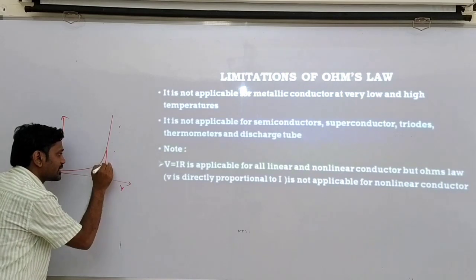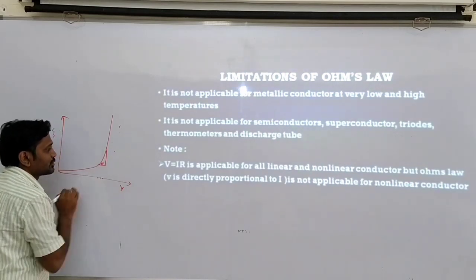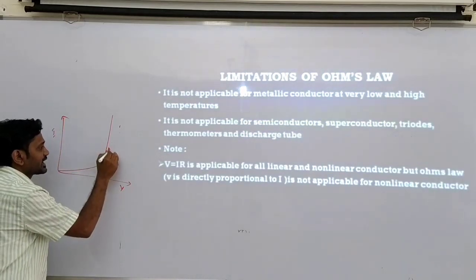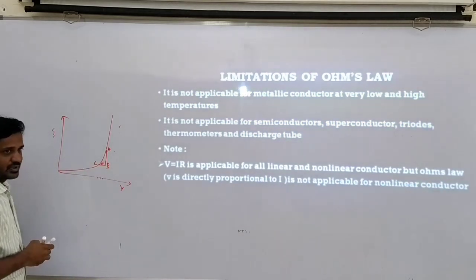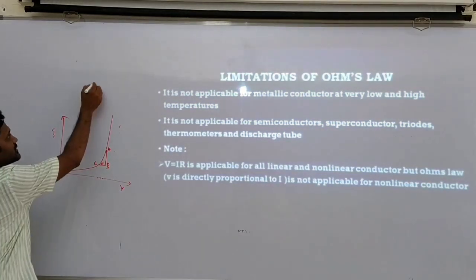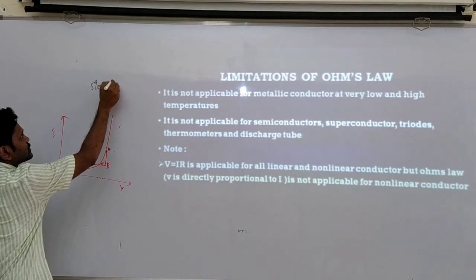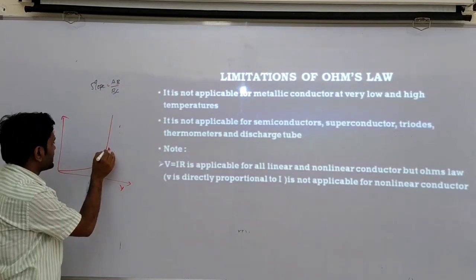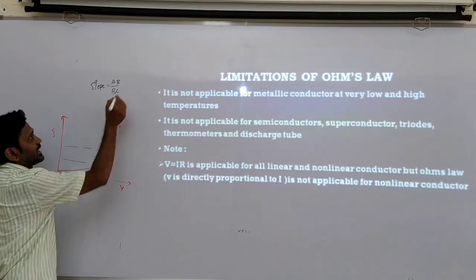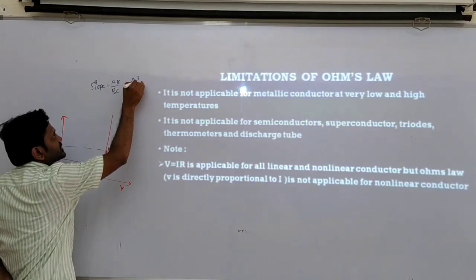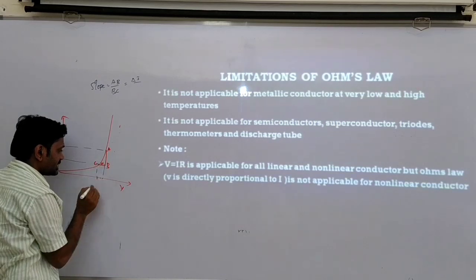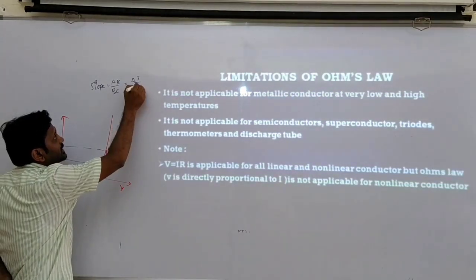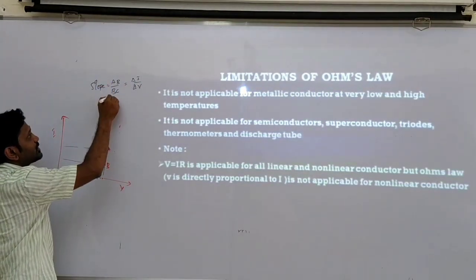Here, if you take one slope, it is equal to theta. Here, we can take it as A, B, C. How can we determine this slope? The slope is equal to AB divided by BC. What is the AB here? Delta I. What is meant by BC here? That is delta V. Right?